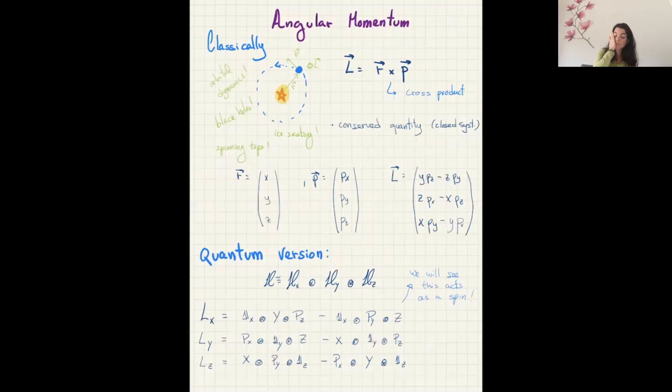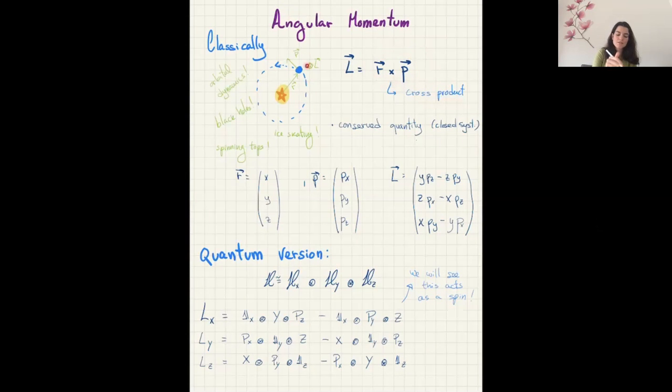So what's angular momentum in classical physics? It's like if you have an object like the Earth moving around something else, some center like the sun, with some distance r from the center of the orbit, and it has some momentum p, so this is the velocity times the mass. Then the angular momentum is the cross product of these two. I'll explain what it is in a moment.